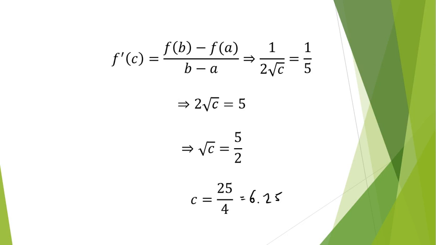And note that this c value does fall between 1 and 16, just as the theorem says that it should. So this is just our first problem here, using the problem associated with the mean value theorem.